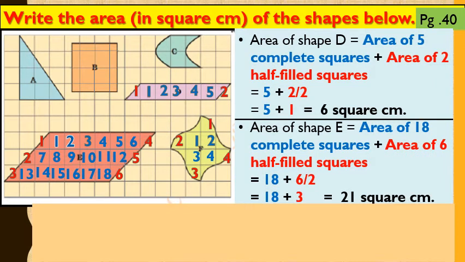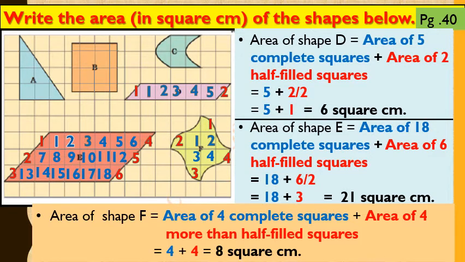Now the area of shape E. In shape E there are 18 complete squares. Then 6 exactly half-filled squares, which make 3 full squares. More than half-filled squares are not there. So 18 plus 3 is 21 square centimeter. Area of shape E is 21 square centimeter.